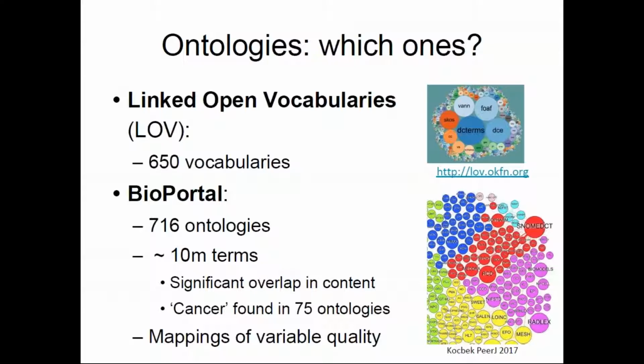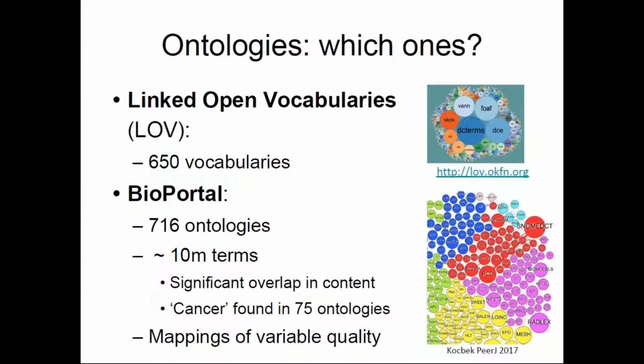So we've heard about ontologies. We also heard there's a large number of them out there. There's a repository called Linked Open Vocabularies, which spans ontologies and vocabularies across multiple different domains. There's 650 in there. In BioPortal, which is an excellent resource for ontologies in the life sciences, biomedical sciences, there's 716 ontologies, a total of 10 million terms. And as the question that came up earlier, there's a lot of overlap in these terms. So if you just search for cancer, that is found in 75 different ontologies.